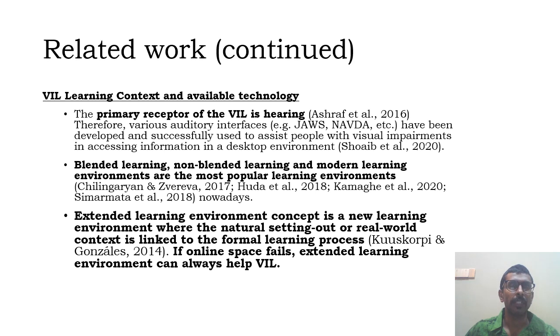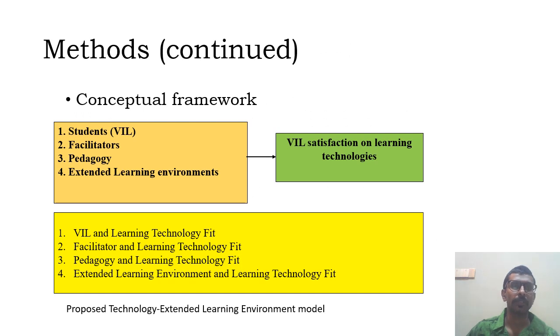So technology acts to help you, and on the other hand, technology itself creates barriers to the disabled students. So the methods, conceptual framework, initially based on the literature, we understood that the students, facilitators, pedagogy and extended learning environment are the predictors of visual impaired learner satisfaction on learning technology.